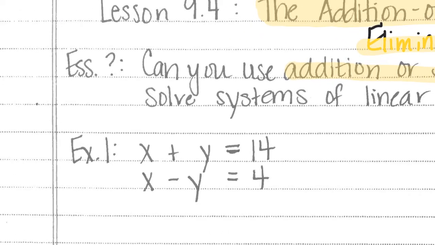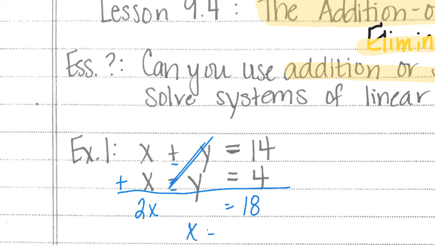Notice that example 1, if I was to add down, a positive y and a negative y will just cancel out. So we end up with 2x, and that's equal to 18. And I know you guys have already solved where x is equal to 9. Great, we have our x. We just need our y.